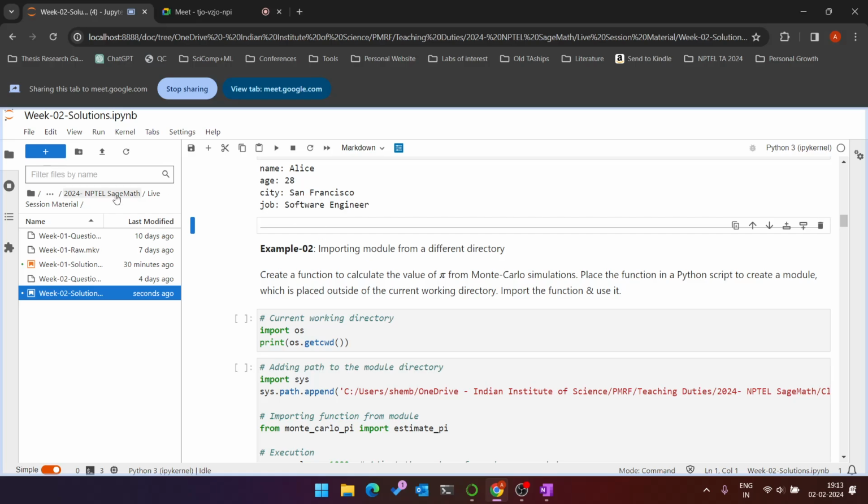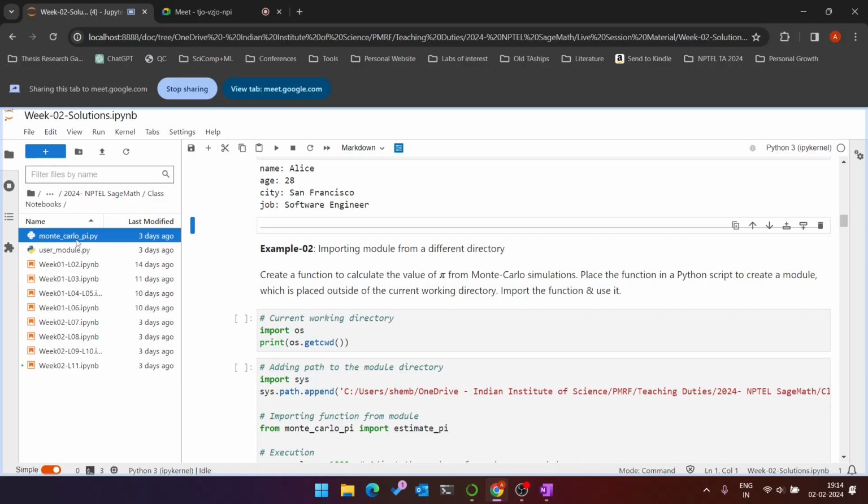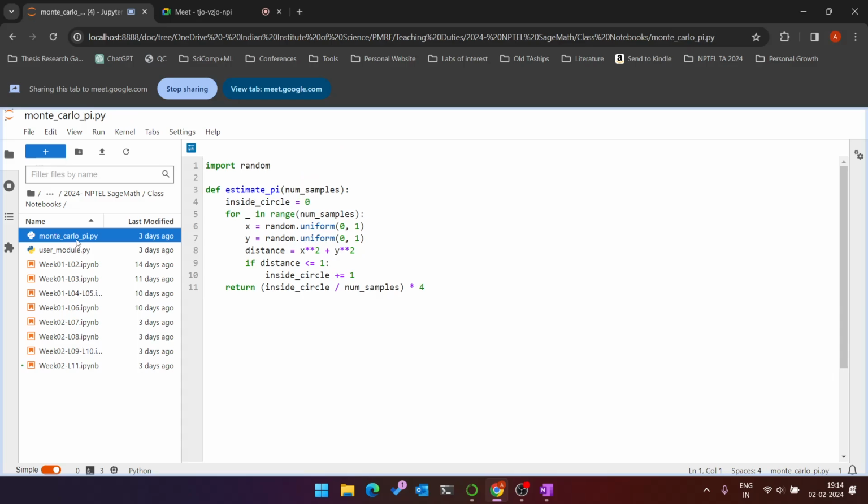current working directory. So as you can see, my current working directory is something called 2024 NPTEL SageMath, followed by live session material. So this is my current working directory. I'll go to a different directory where I have already done this. So this is my Monte Carlo pi function.